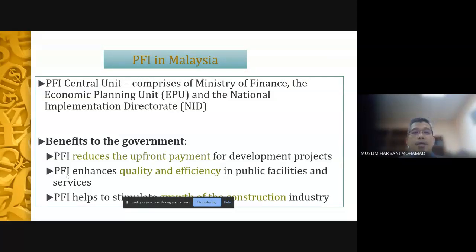Okay, and then the benefit to the government: PFI reduces the upfront payment for development projects, unlike conventional construction, and the cost can be broken down over the concession period. PFI enhances quality and efficiency in public facilities and services, and also helps to stimulate growth of the construction industry.